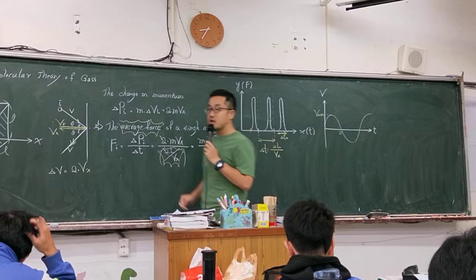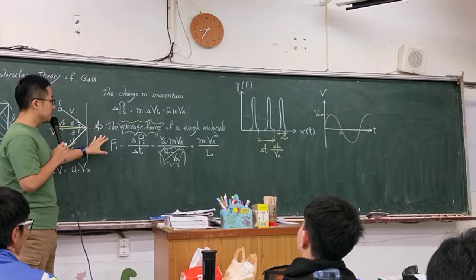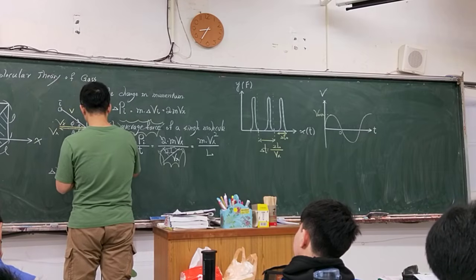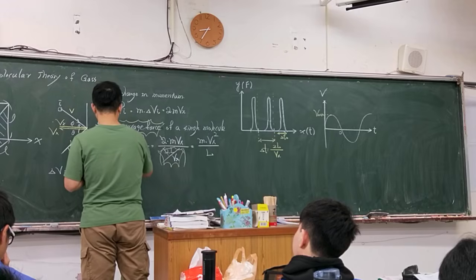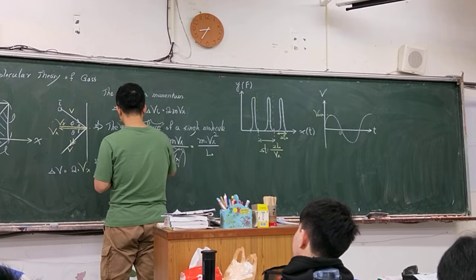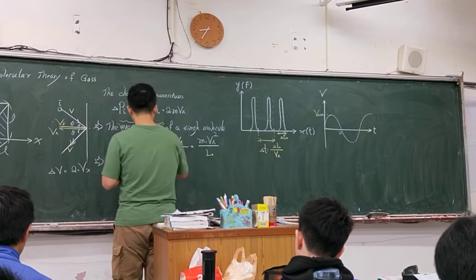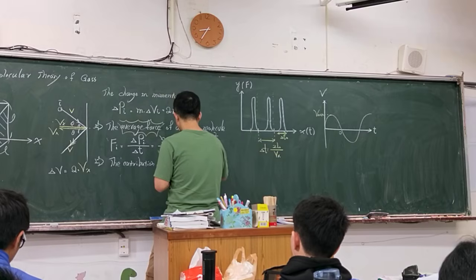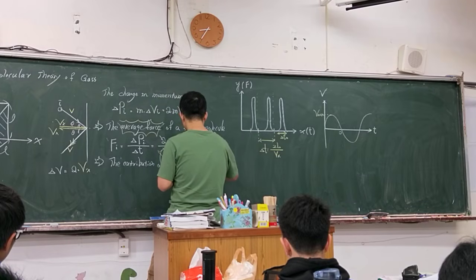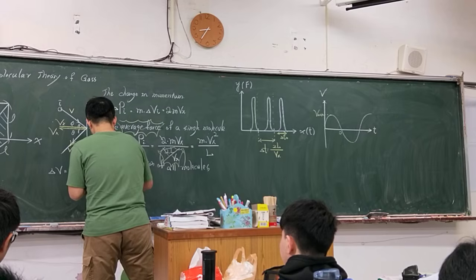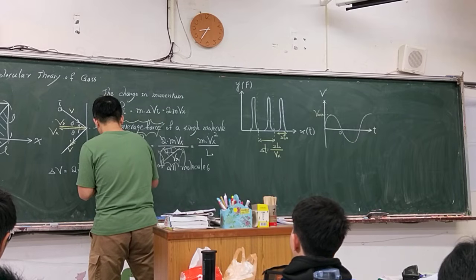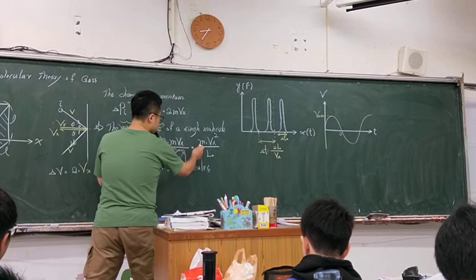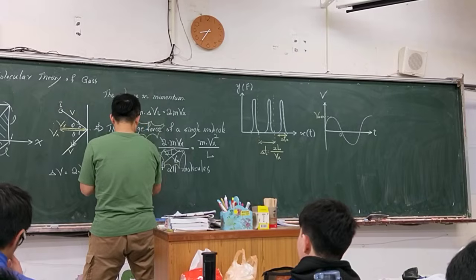So the next step is you add the forces all together. You sum the forces, okay? In order to sum the forces, I use the symbol sigma Fi, and the mass is a constant, the L is a constant. I put it right in front.